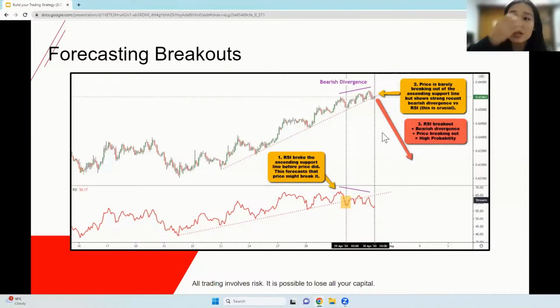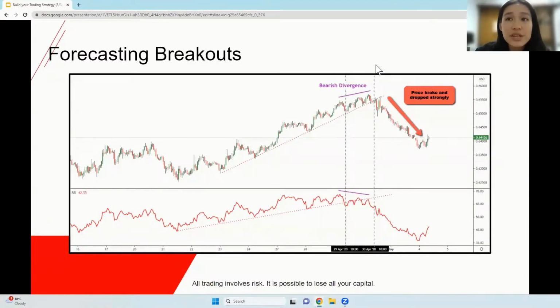So we have a couple of pointers here that support our analysis that price is going to break out of this ascending trend line. Firstly, we have the RSI breakout over here. Secondly, we have the bearish divergence with price making a higher high and RSI making a lower high. Next, we have price breaking out of this ascending trend line here. And all of these points suggest that there is a high probability that price is going to break out of this ascending trend line, which you can see price broke and dropped strongly.